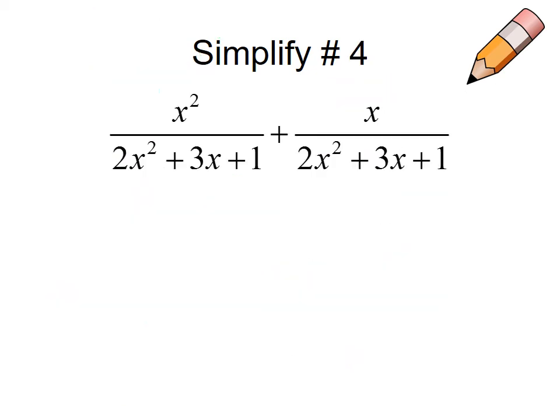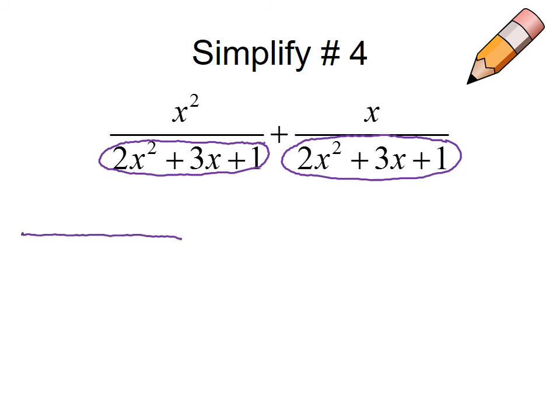Last but not least, here comes example number 4. So first thing we're double, triple checking, make sure our denominators are the same. We are very lucky. This denominator and this denominator are exactly the same. So I'm going to rewrite that. I have 2x squared plus 3x plus 1. That's not changing. My numerators, I have x squared plus x, so I have x squared plus an x.